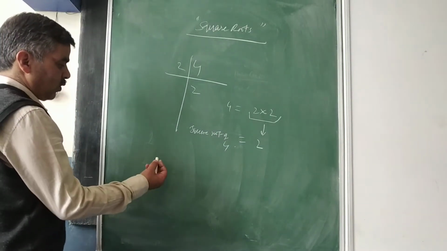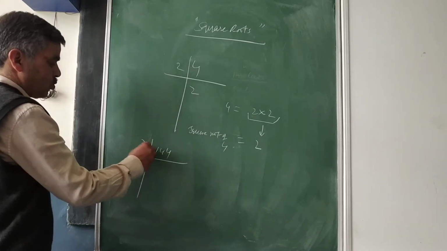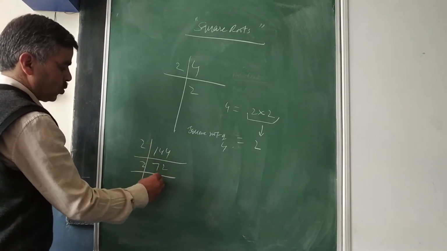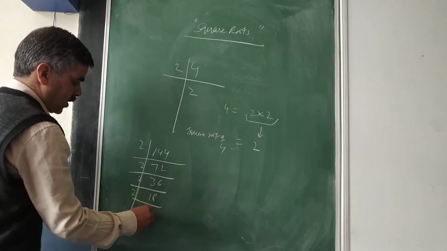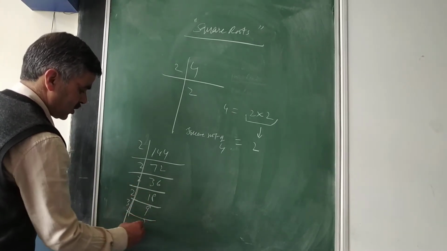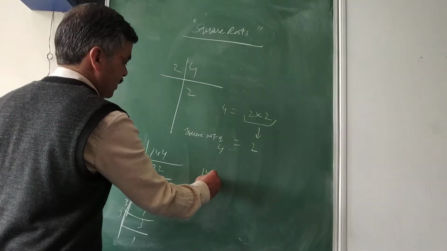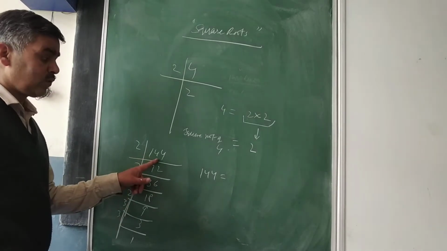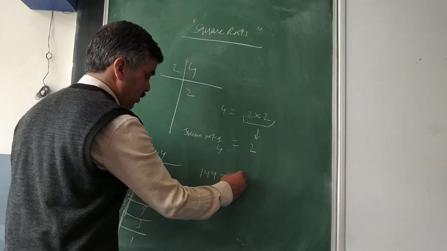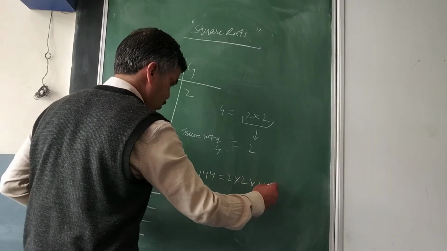Suppose now I am going for 144. What happens here? 2 72s are 144, 2 36s are 72, 2 18s are 36, 2 9s are 18, 3 3s are 9, and 3 1s are 3. So like this, when you will be writing the prime factorization method, I am sharing with you to find the square root of 144. So I will write all these 2 into 2 into 2 into 2. How many times?